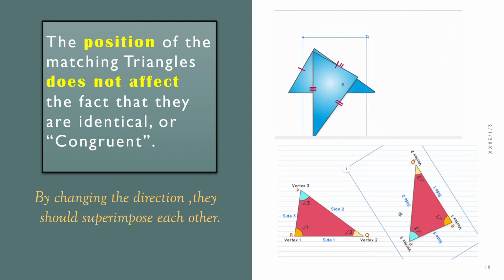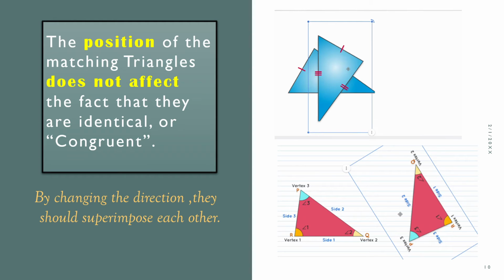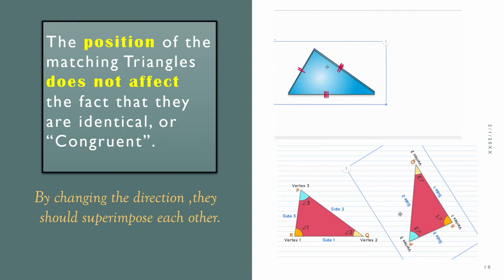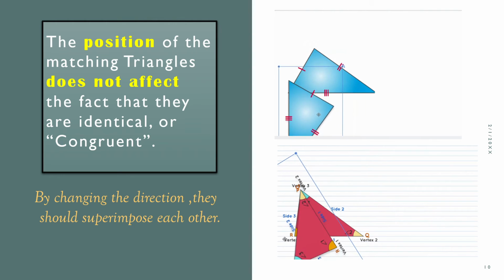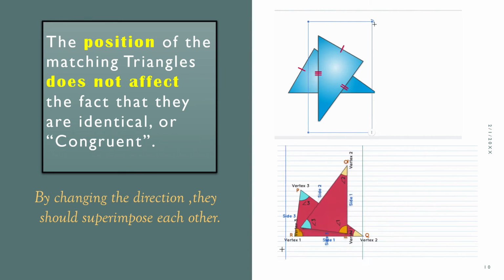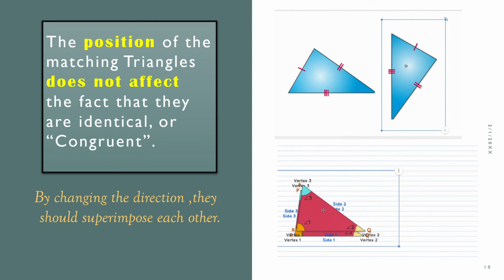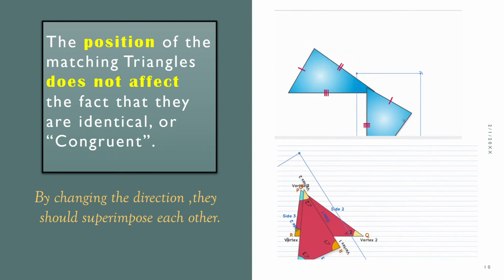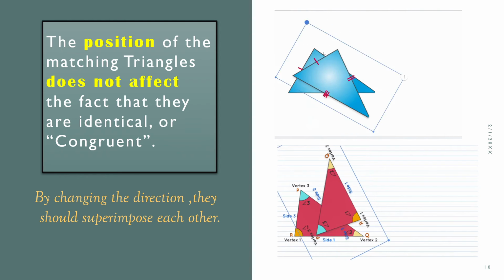Now, the position of the matching triangles does not affect the fact that they are identical or congruent. You can see in the picture here that these two triangles are congruent. All three sides of one triangle are equal to the other one's, but when they are apart, because their position is a little tilted, you cannot superimpose them. But by changing the direction, they should superimpose each other. So this is also very important to understand that if they are separate and in a tilted direction, congruency is still not affected. So they will become congruent.